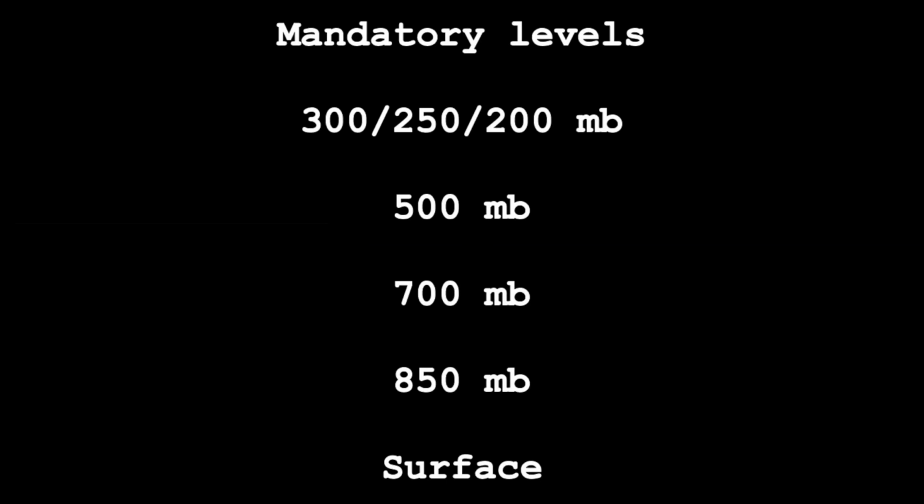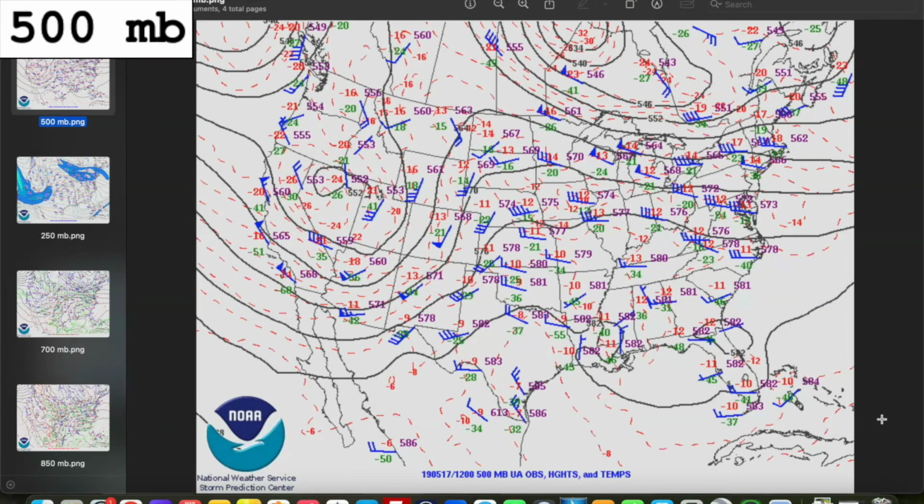So let's dive into these mandatory levels and show you why each one of these is important in severe weather forecasting and what you should be looking for when you're analyzing these upper air maps during a severe weather forecast. Let's start off with perhaps our most important mandatory level, 500 millibars. Most forecasters use a top-down approach to forecast severe weather, where they start with the highest level of the atmosphere and go all the way down to the bottom in succession.